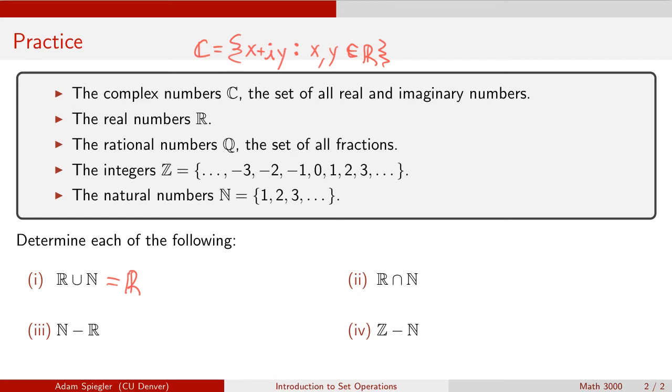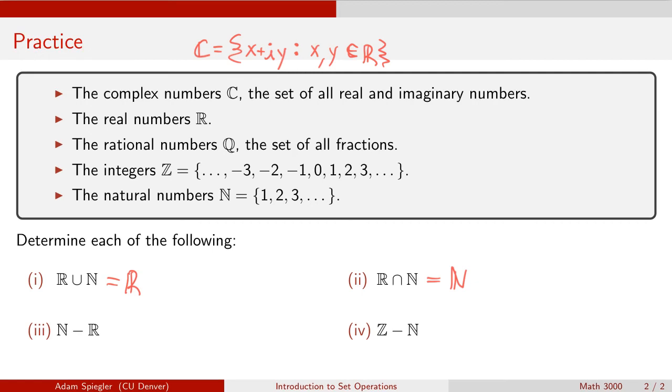In two, we change the operation from a union to an intersection. So now we're not saying what are all of the values that are in either one of these, but we're saying where is the overlap between these two sets? What numbers are in both the real numbers and in the natural numbers? And since the natural numbers sit perfectly inside of the real numbers, every single one of these natural numbers is also a real number. So the intersection of these two sets would just give us the natural numbers.